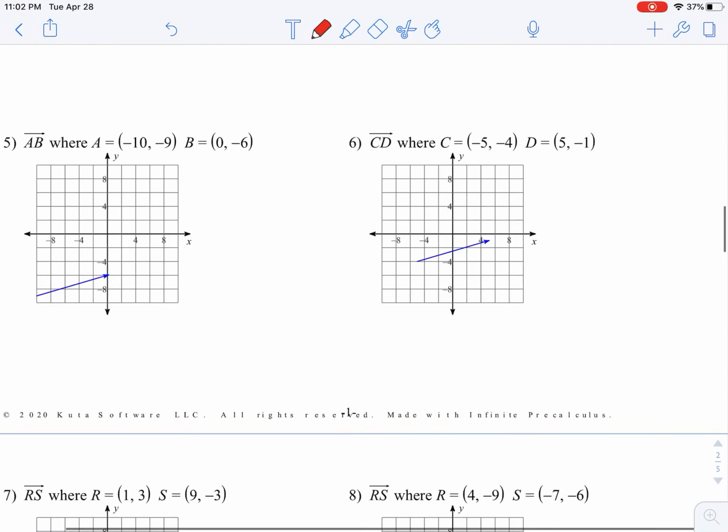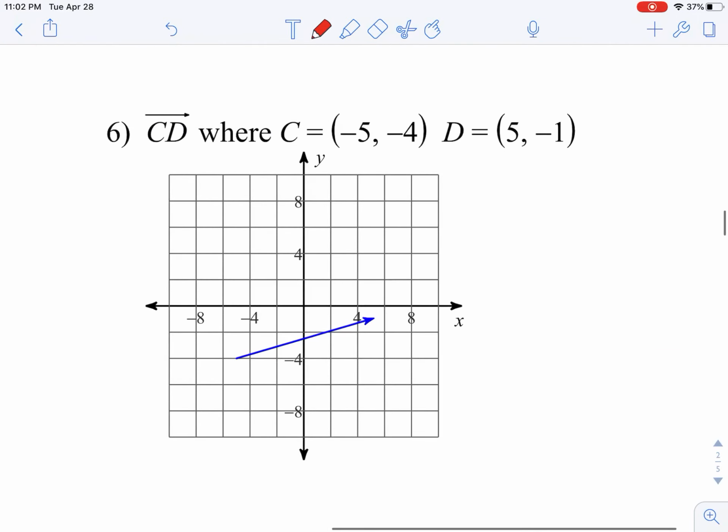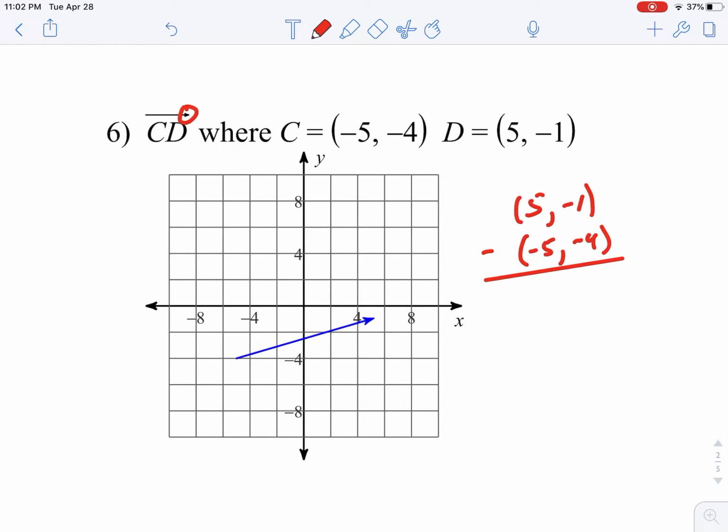Okay, so number 6. CD. D is the terminal side, so we're going to go 5, negative 1, minus negative 5, negative 4. 5 minus minus 5, minus minus turns to plus, so that's 10. Negative 1 minus minus 4 turns to plus. Negative 1 plus 4 is 3. Oops, and I want that in these pointy brackets, not parentheses. And so there's the answer.